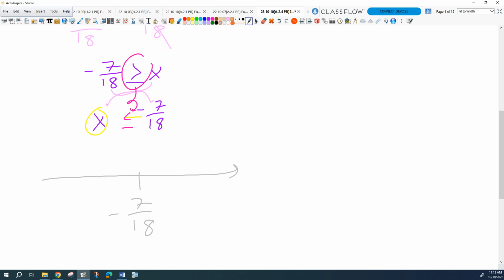negative 7/18 is my endpoint. And what's this telling me then? It's telling me I'm going to have a closed endpoint because of the equals. And look at that, right? We know that if the variable's on the left, a less than creates an arrow to the left, right? You don't really have to use that little trick, but it's available, right? You always want the variable on the left.